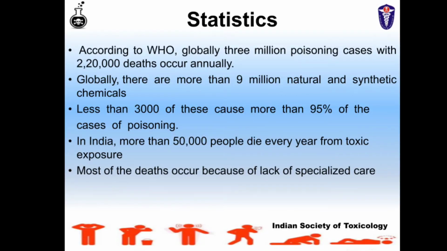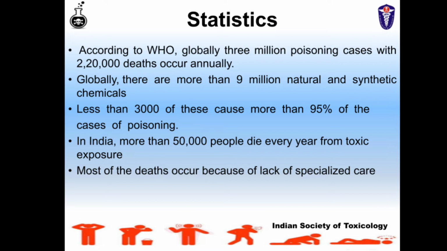With regard to statistics, it's very difficult to be accurate with regard to poisoning because it is such a vast field and it covers so many kinds of situations that to have comprehensive, accurate statistics is very difficult. But I'm giving you a bird's eye view of statistics, whatever is available from recognized organizations like the World Health Organization or WHO, which says that on an average globally 3 million poisoning cases occur and about 220,000 deaths.